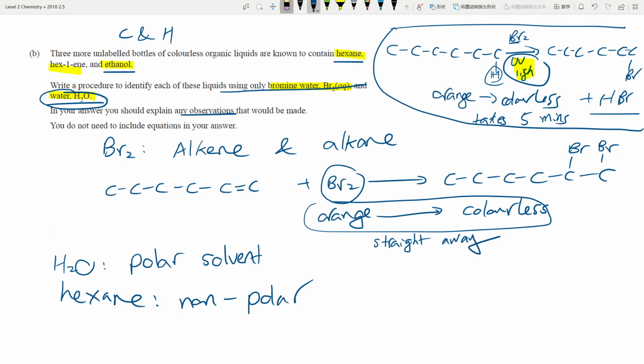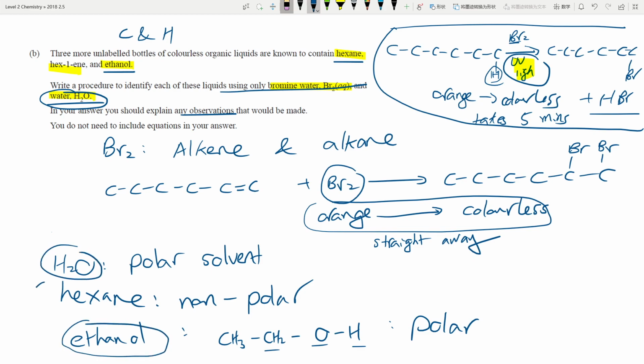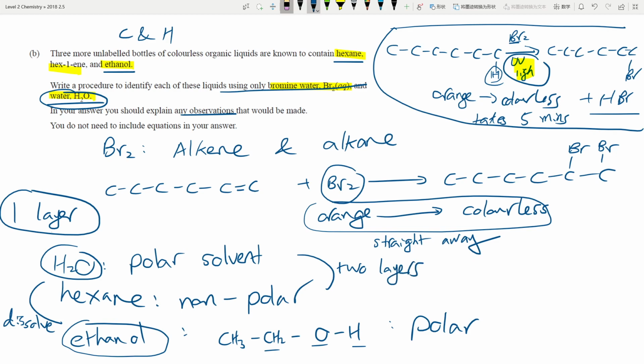But then if you have ethanol, which has the CH3CH2OH, this is an asymmetric molecule. You have significant electronegativity between the carbons and oxygen, hydrogen. This is a polar molecule. So straight away you can tell that your ethanol and your water will dissolve in each other. And then how would you see that? You will observe one layer. They'll mix together, and you'll see one layer of liquid. If you put the water and hexane together, you will see 2 layers because they do not mix. So that's how you can use the observation to talk about it.